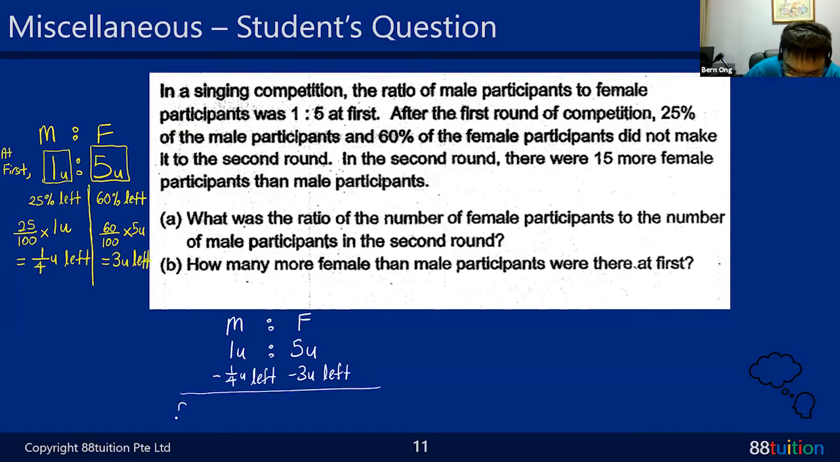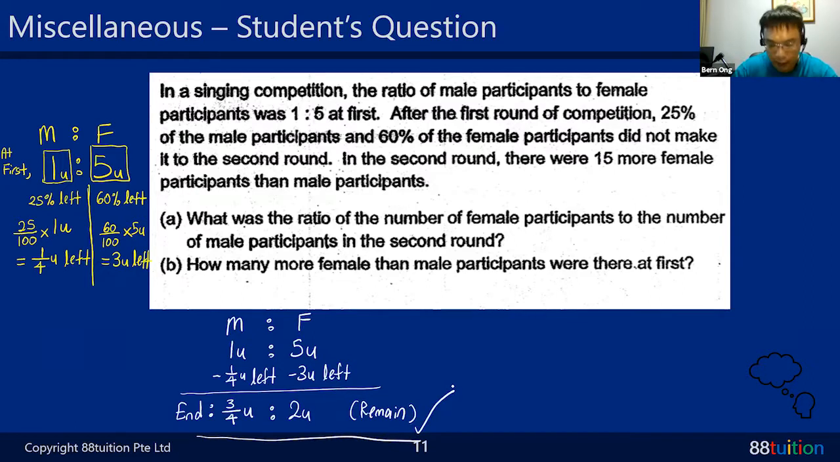And at the end of the day, what happened? 1 unit minus 1/4 unit is 3/4 unit. That remains. That's okay. Don't worry. And 5 minus 3 is what? 2 units of female remains. So this is the people who remain. Is that okay? Okay. So once you get to this part, this part is actually the answer already.